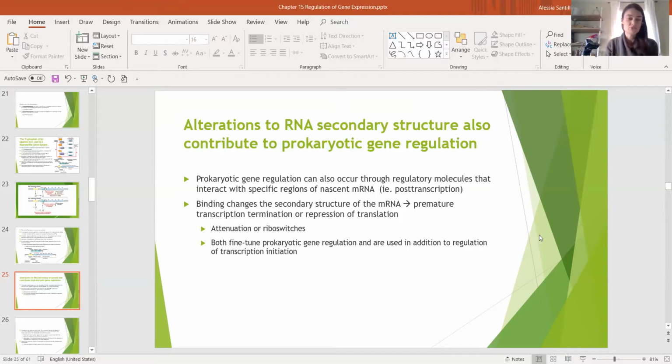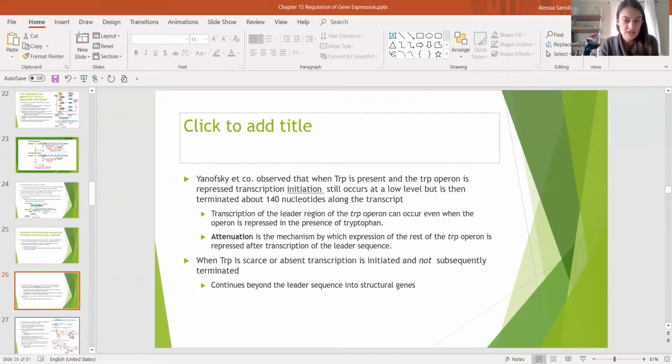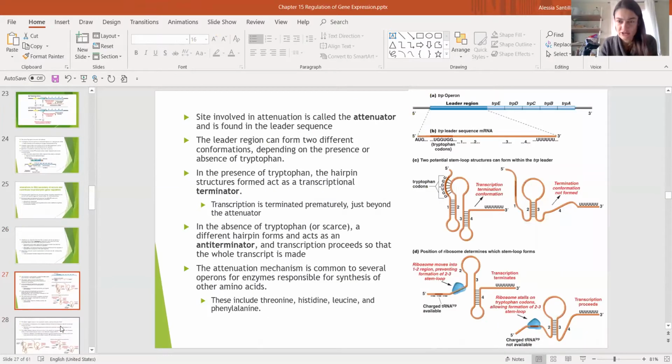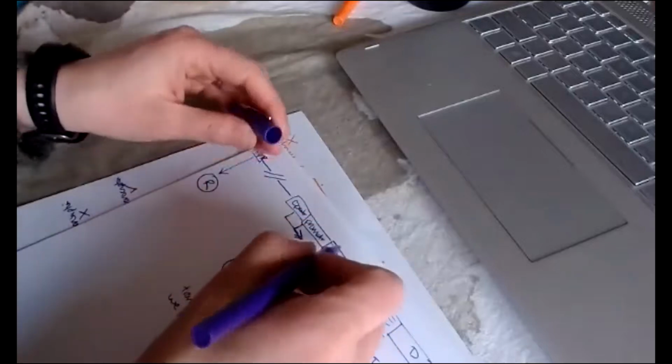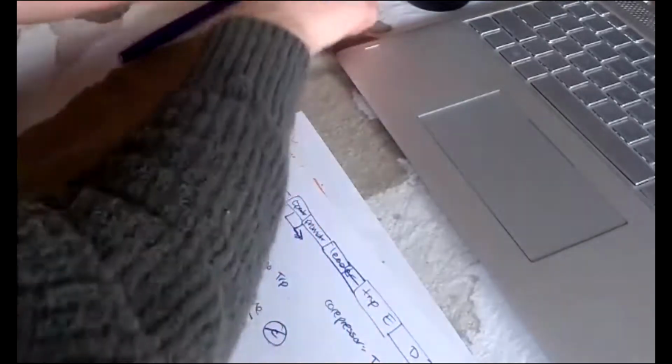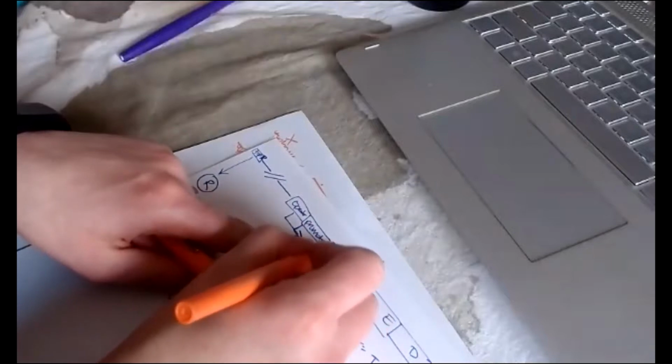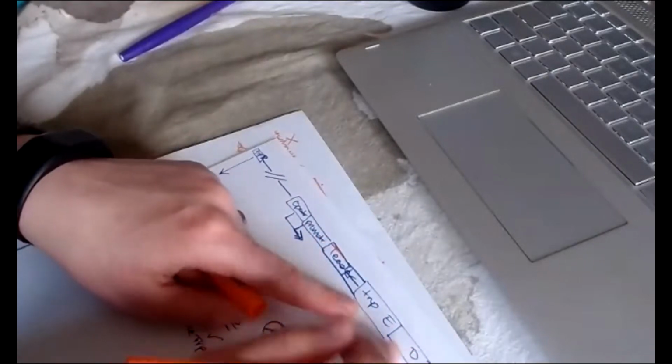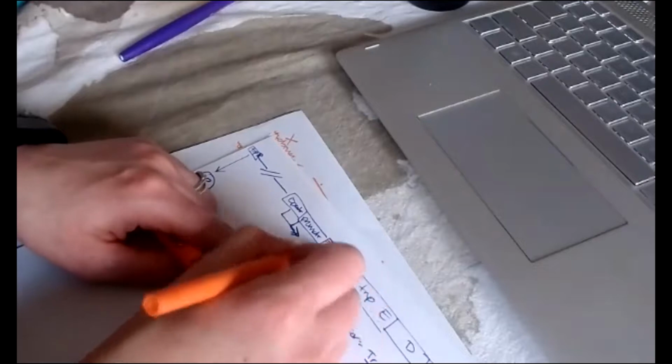And to talk about attenuation, there are a couple of things to take into consideration. Okay, so first off, I'm going to talk about the leader sequence just a little bit. In my terrible drawing here, I'm going to stop the share so you can see this. You can see that this whole part right here, right after the promoter and before the actual structural genes themselves, we have a leader sequence.